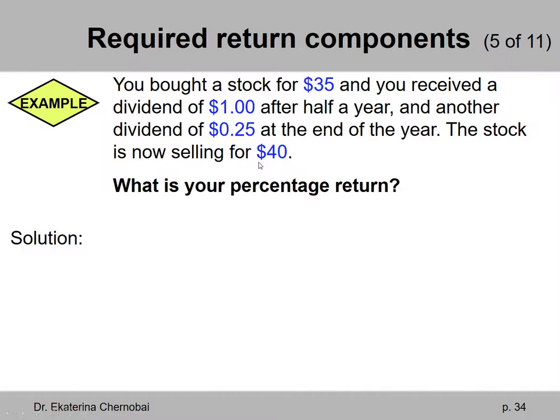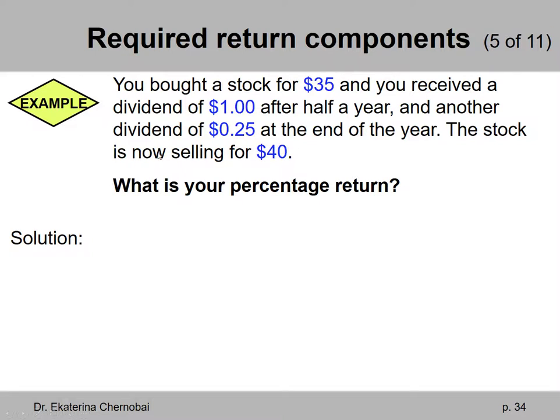Let's do a few examples. You bought a stock for $35 and you received a dividend of $1 after half a year and another dividend of 25 cents at the end of the year. The stock is now selling for $40.